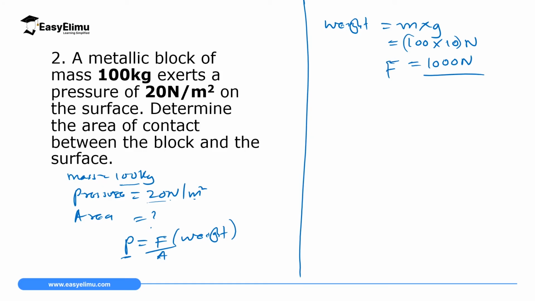Then now, can we write the formula of pressure? Pressure is equals to force over area. Do we have pressure? Yes, we have pressure as 20. We have pressure as 20 newtons per square meter is equals to force. Do we have force? Yes, 1000 Newton over area. Do we have area? That's what we are looking for.